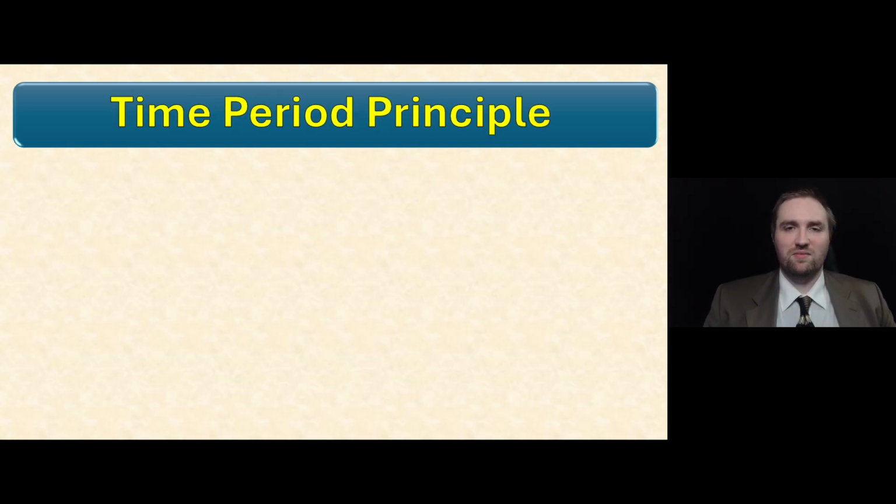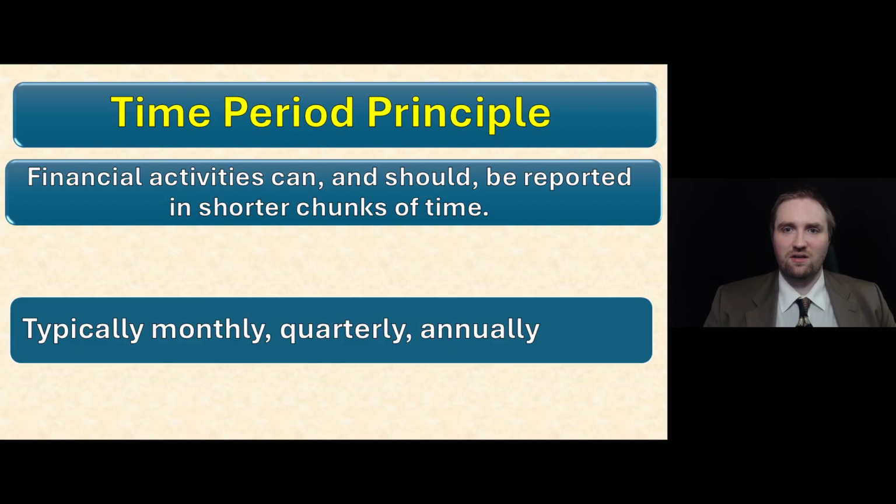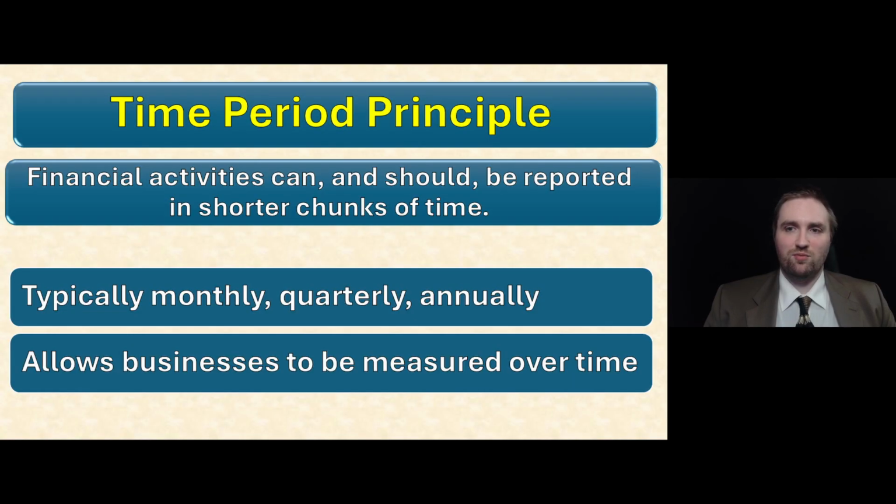Principle number 10, the time period principle. The time period principle states that a business's financial activities can and should be reported in shorter chunks of time, such as monthly, quarterly, and annually. For example, if you heard a business earned $100,000 over a 2-year period, it would be useful, but a lot of context is missing. The time period principle makes it so you can break down those earnings into smaller windows of time to get a better idea of what actually happened, such as what happened in what quarter.